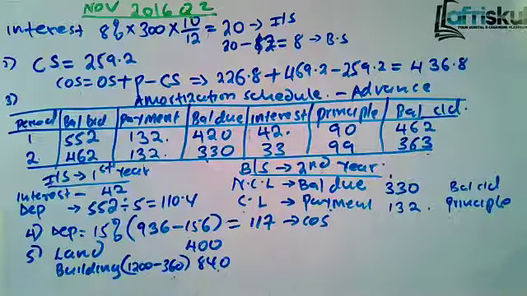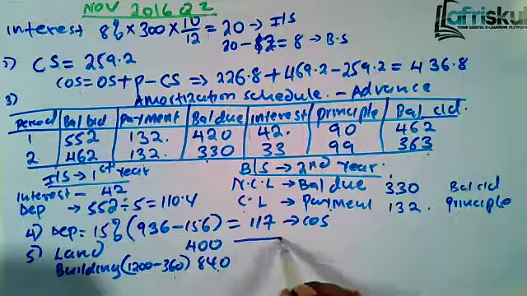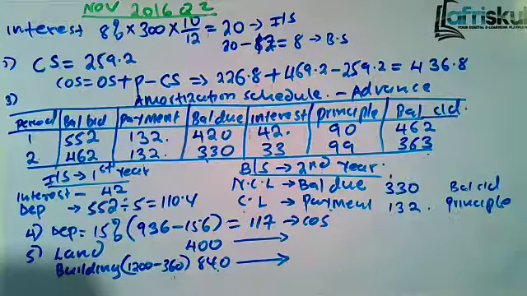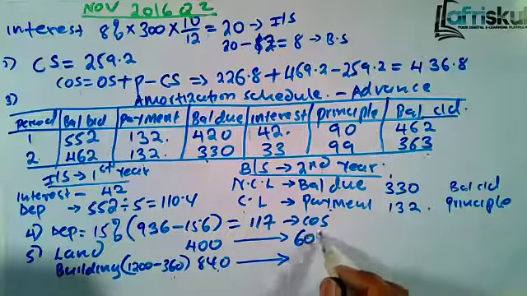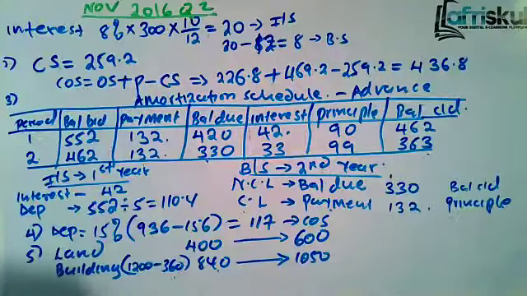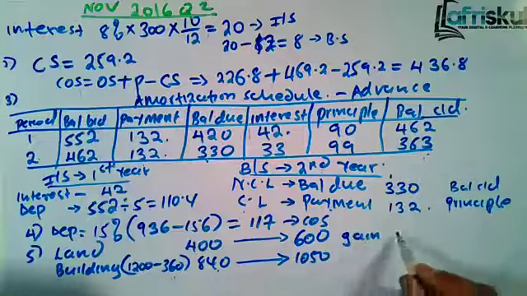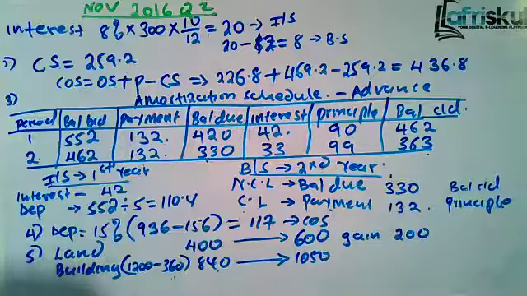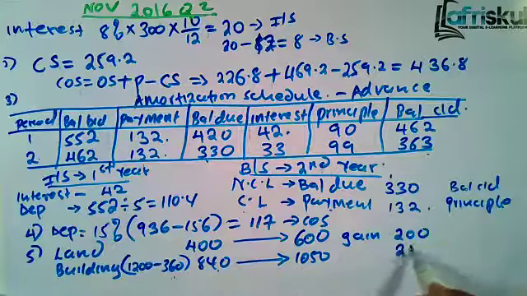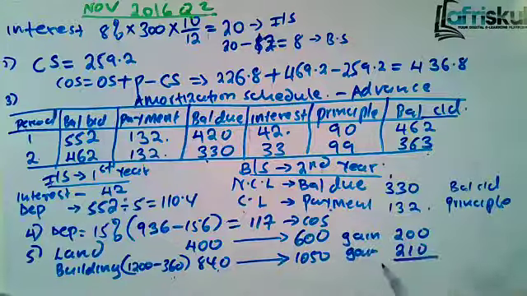Let's go back to the question. Number 5, land and building were revalued on 1st November 2015 at 600 and 1,050 million respectively. So this moves from 400 and from 840, revalued to 600 and 1,050 respectively. For the land, from 400 to 600, we have a revaluation gain of 200 million. For the building, from 840 to 1,050, we have a revaluation gain of 210. So we had a total revaluation gain of 410.